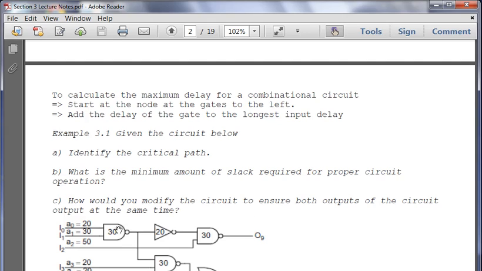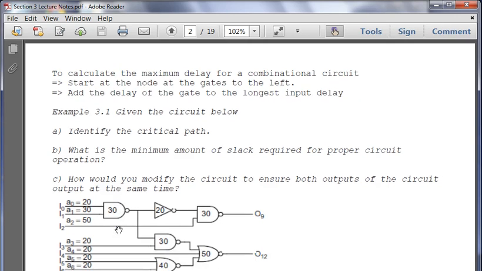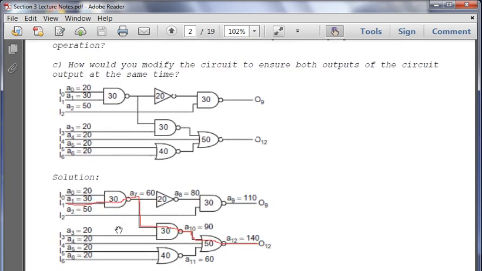So there's you writing down the circuit. Just know that you're writing down the question that I've already provided on Blackboard. As part of this problem, you have to identify the critical path. You have to find the minimum amount of slack required for proper circuit operation. And part C, how would you modify the circuit to ensure both outputs of the circuit output at the exact same time? And so this is the part A solution.